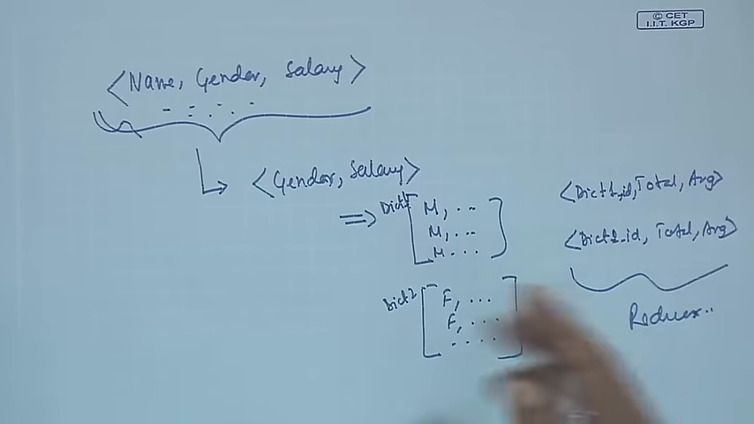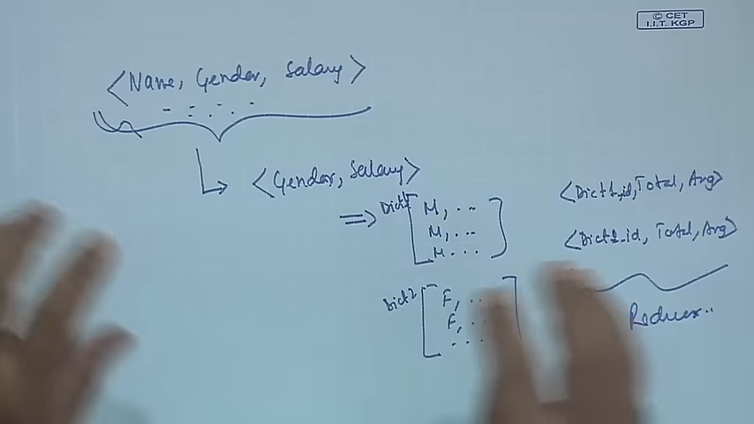So, let us look at the problem. I have a set of name, gender, and salary. We want to extract the gender and the salary from every tuple. If I have multiple mappers, I extract those things and dump them as two types of dictionary. And at the reducer part we calculate the total and average salary.